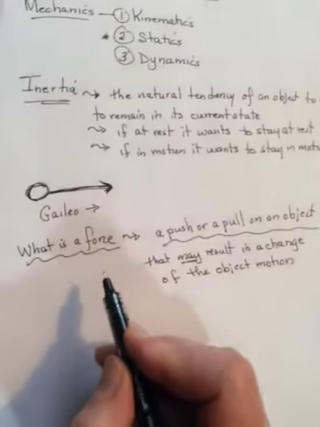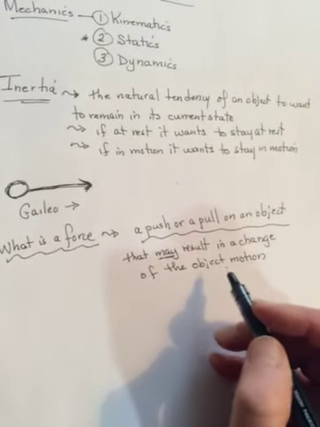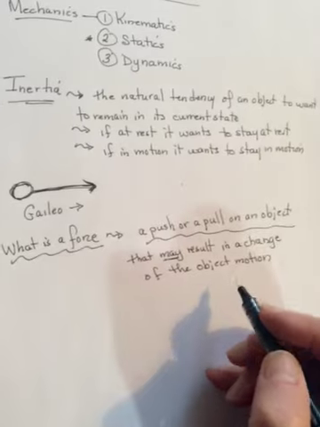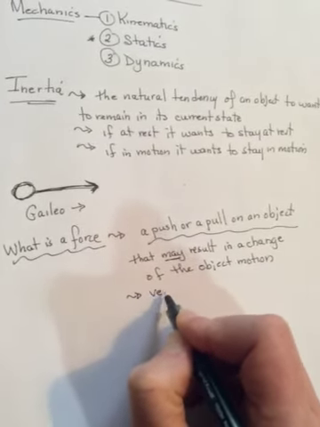Okay, so continuing from the last video, what is a force? It's a push or a pull on an object that may result in a change in the object's motion. What else do we know? We know that it is a vector.